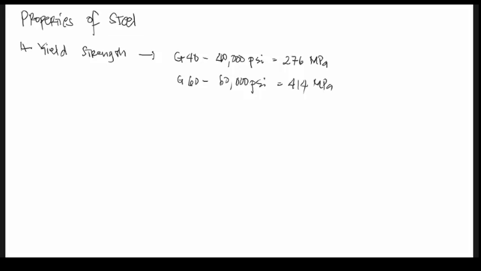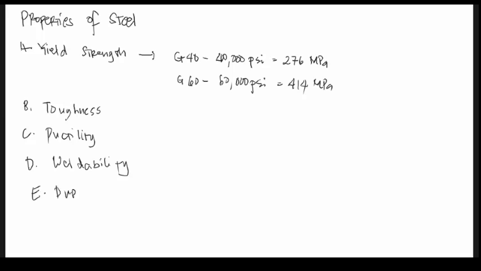So meron din tayong iba't ibang sizes. So, okay na yan. Also toughness of the steel. Ductility. It is a measure of the degree to which a material can strain or elongate between the onset yield and eventual fracture under tensile loading. Weldability, the ability to be welded. No? Durability also.